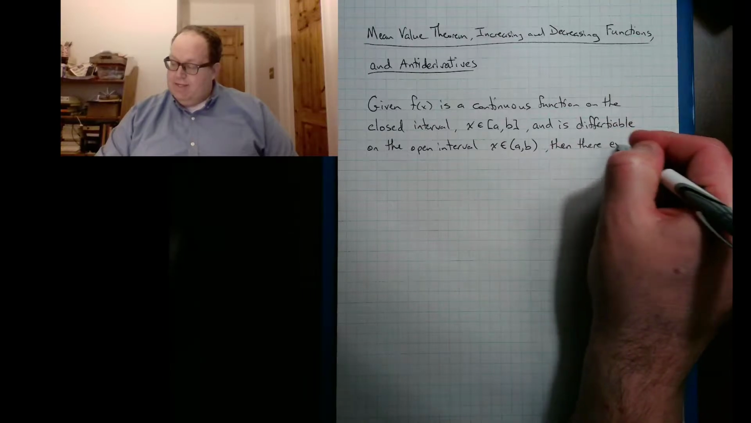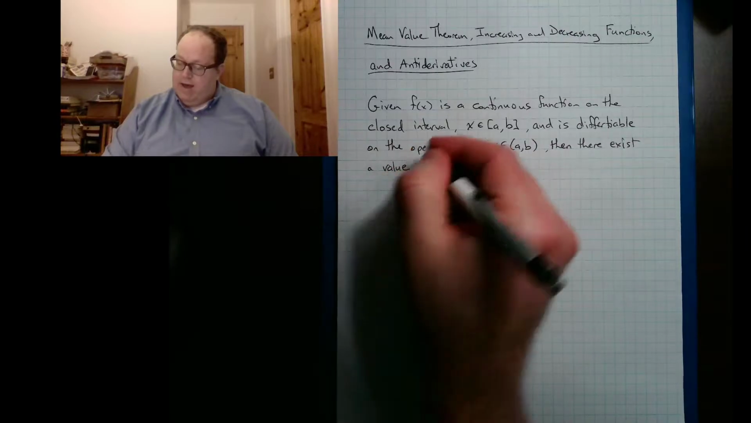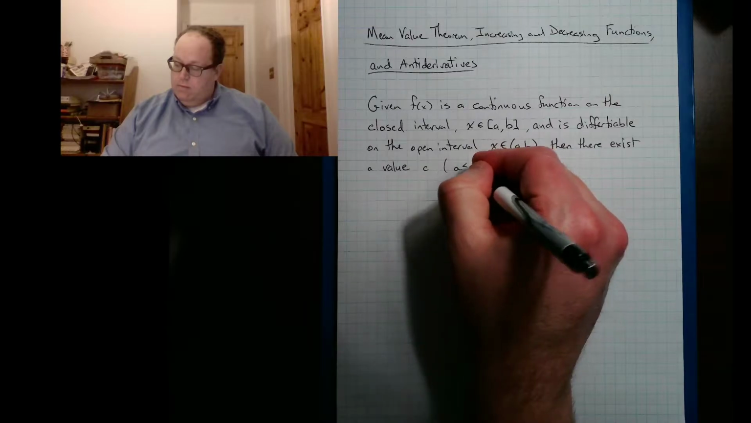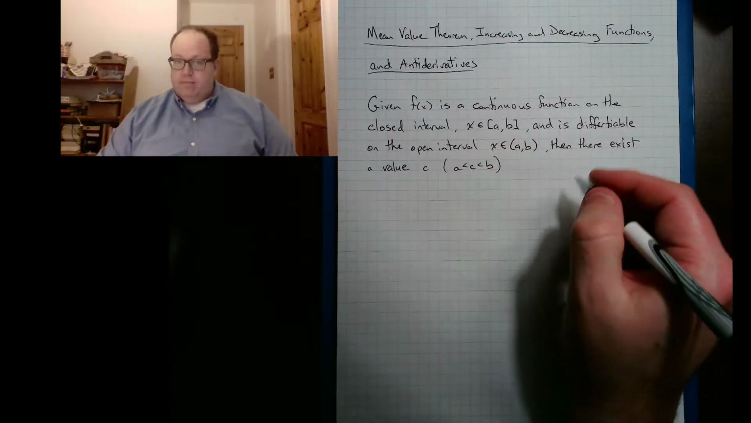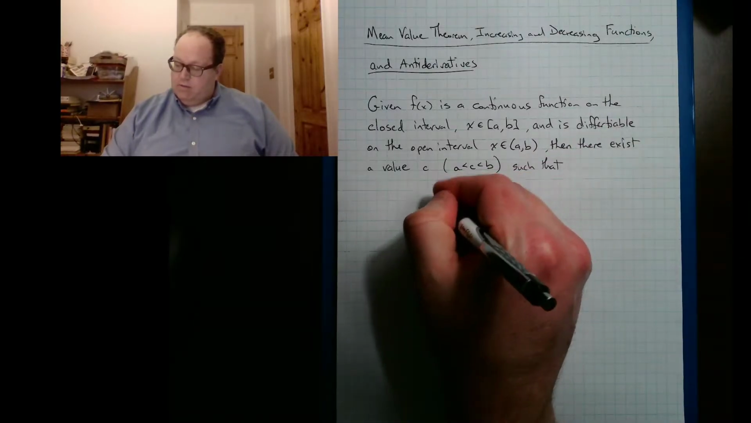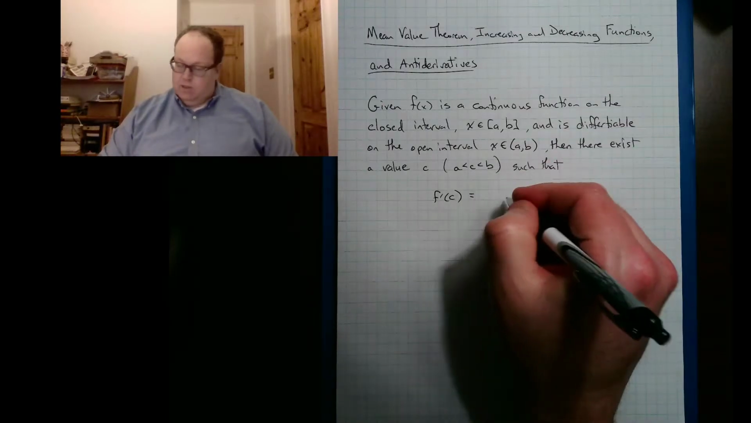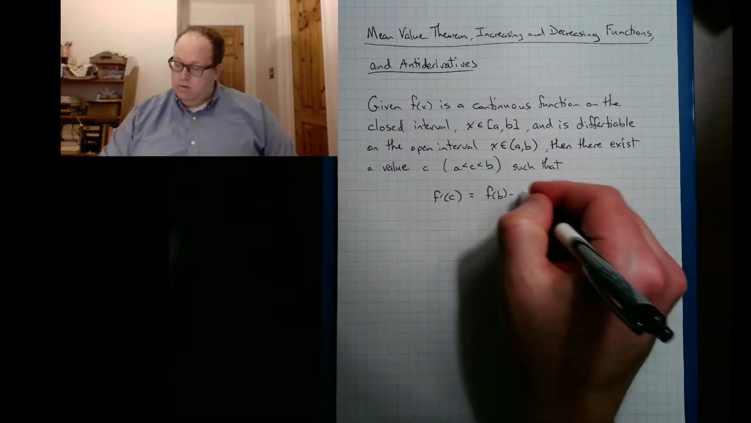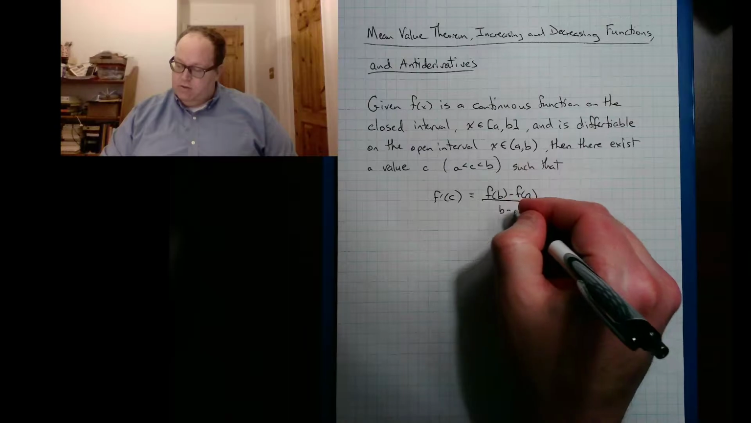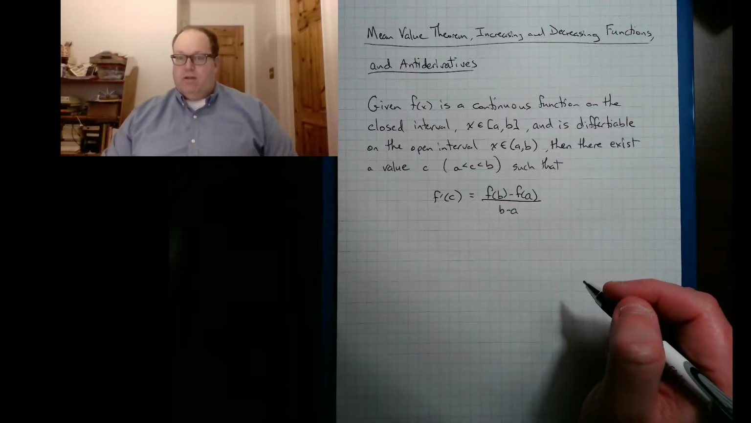then there exists a value c between a and b such that the derivative at that value of c is equal to basically the average value of the function, or the slope of the line connecting the endpoints of that function.